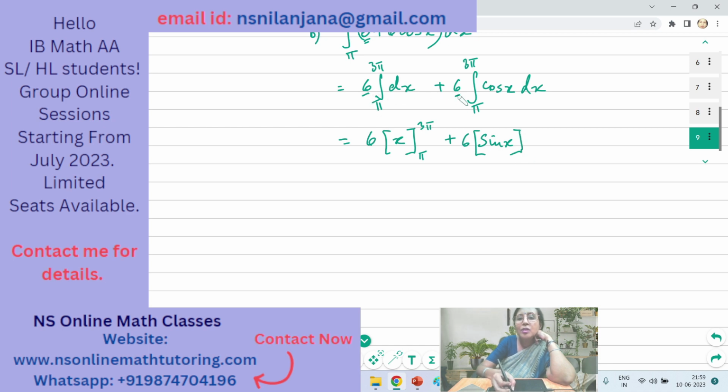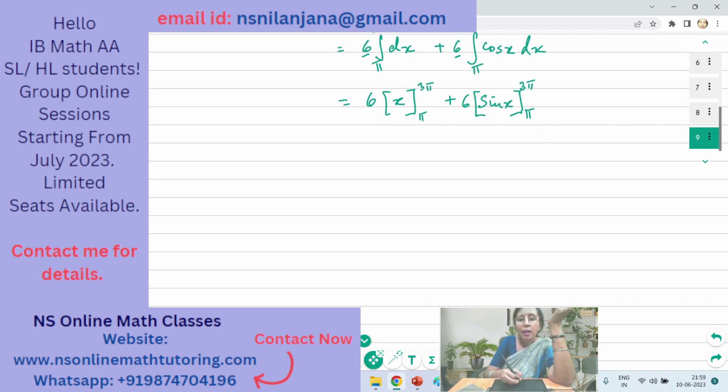6, these are constants, so we can take these outside the integration sign. You could have kept 6 inside also, it doesn't matter, you will be getting the same thing. I've kept it outside because it is a constant. And we are not having any constant of integration because we are having the limits.